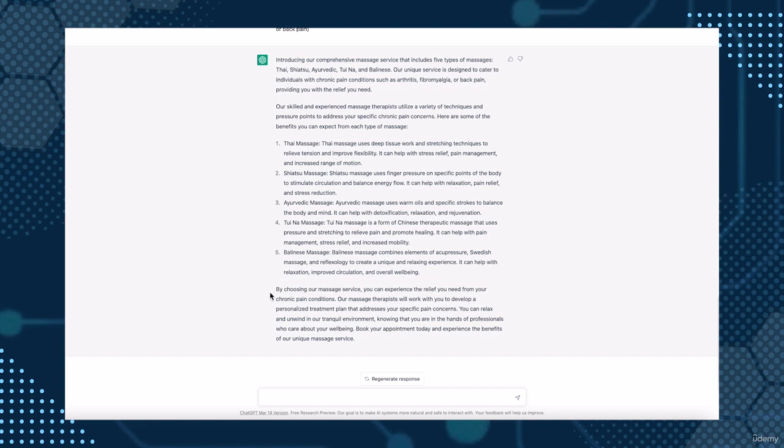And then again, this final sentence is a bit long. By choosing our massage service, you can experience the relief you need from chronic pain conditions. Our massage therapists will work with you to develop a personalized plan that addresses your specific pain concerns. You can relax and unwind in a tranquil environment, knowing that you're in the hands of professionals who care about your well-being. Book your appointment today and experience the benefits of our unique massage service. Now, you could cut this down, but otherwise, this is a good example of how to use a prompt to come up with the description for your product or service.